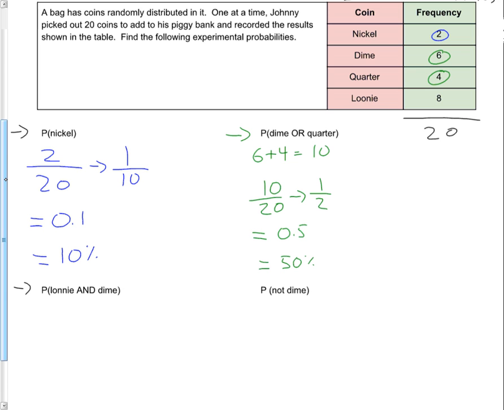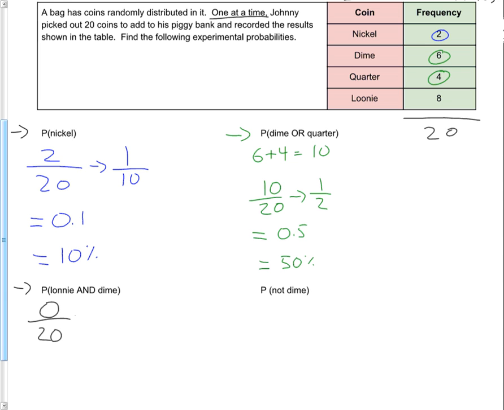You'll notice that in the question it says that Johnny only pulls out coins one at a time. So if he only pulls out coins one at a time, is it possible to pull out both a loonie and a dime at the same time? Well, no, because then he'd be pulling out two coins at the same time. So the number of times that actually happens is 0. So 0 times out of 20, he pulls out both a loonie and a dime at the same time.